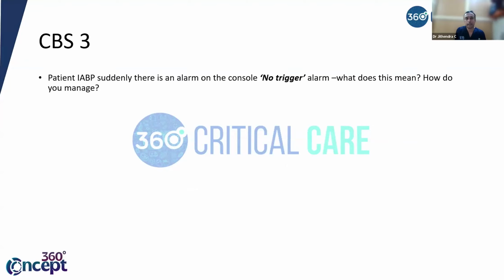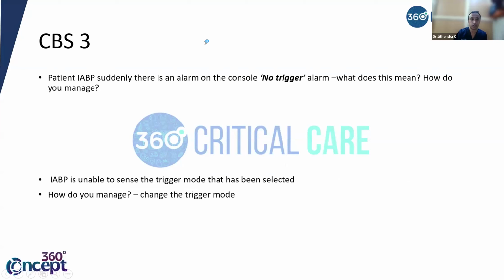So next, again, you have a history and then the patient on IABP, suddenly there's an alarm on the console saying no trigger alarm. What does this mean? How do you manage? So there is no trigger. Suddenly you see that the machine is producing an alarm. So what is happening here?